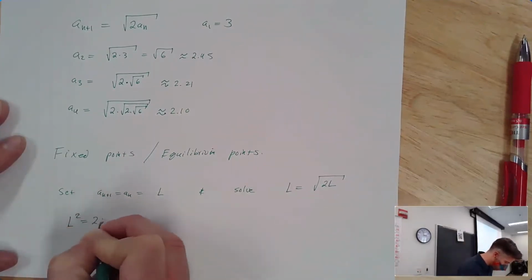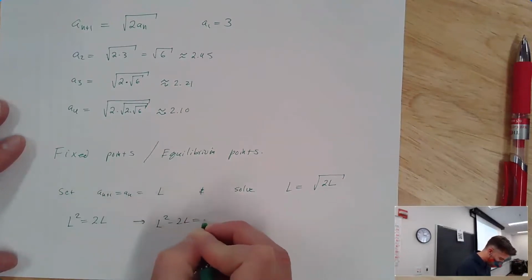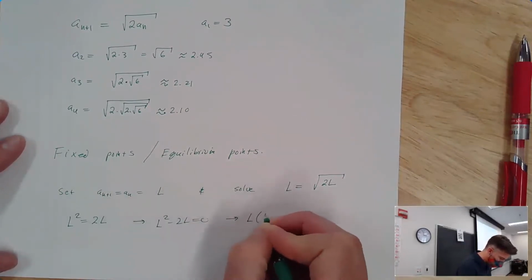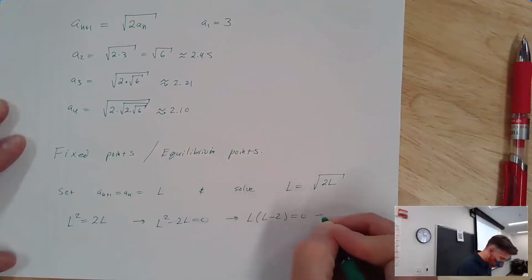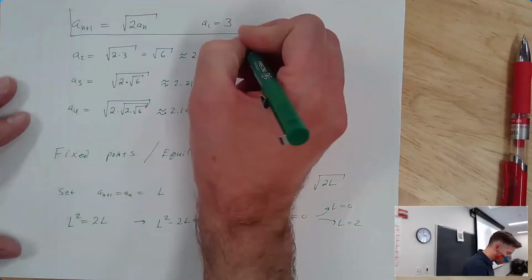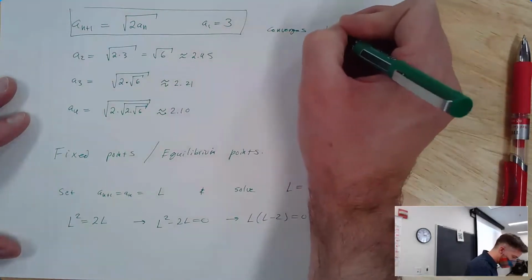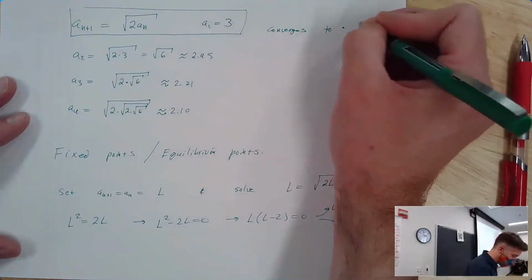Square both sides, subtract 2L from both sides, factor. Oh, yeah. We're getting L equal to 0 and L equal to 2. This particular one, it's definitely not converging to 0, but it definitely looks like it's converging to 2. So I would venture a guess that this converges to 2, sorry.